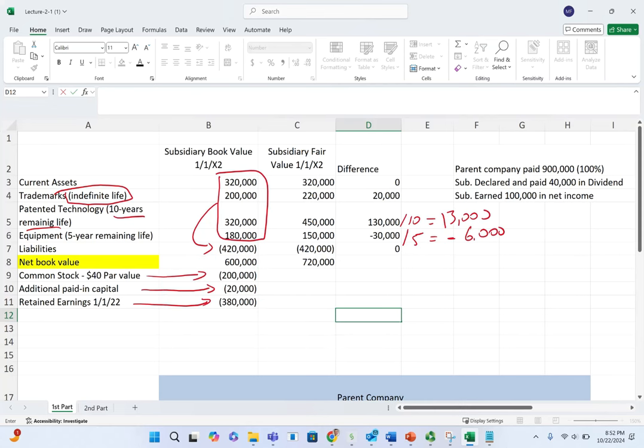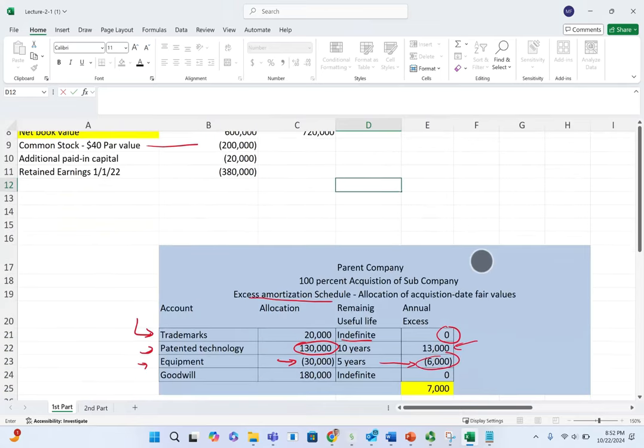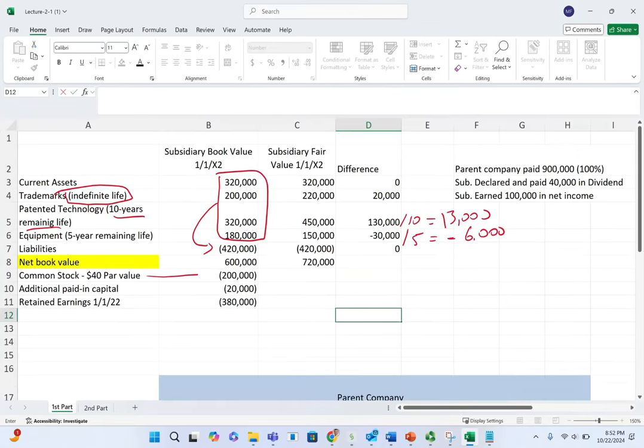Now, the first thing I want to tell you is when we consolidate the parent and the sub, the equity of the sub doesn't appear anywhere. That has to be gone. And that's the first thing we do during the consolidation process. Now, one more thing we want to do is see how much we paid for this asset. We paid for this asset 900,000. This is how much we paid.